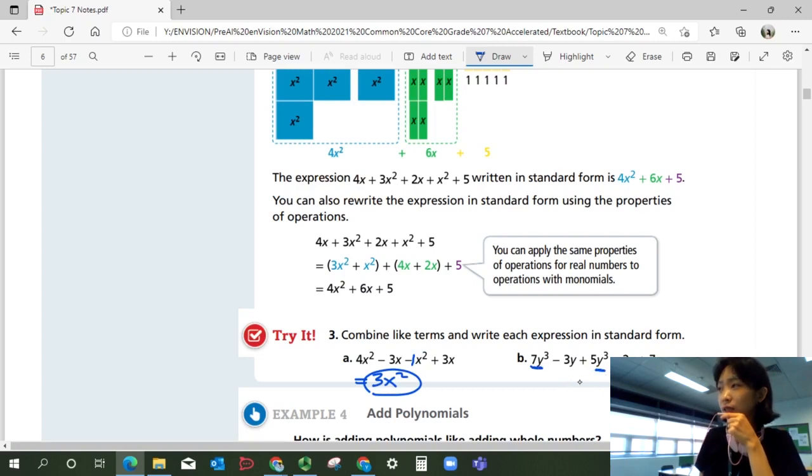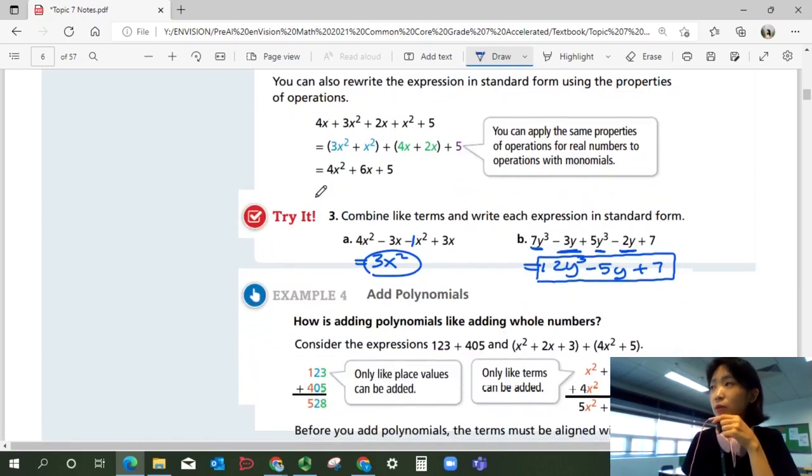Okay? Part B, you add the like terms for these two. And that's the greatest degree. So 7 plus 5 would give you 12y cubed. And then the next degree would be negative 3y and negative 2y. You add the like terms, you get minus 5y. And then your constant stays the same. So 12y cubed minus 5y plus 7 would be your standard form.